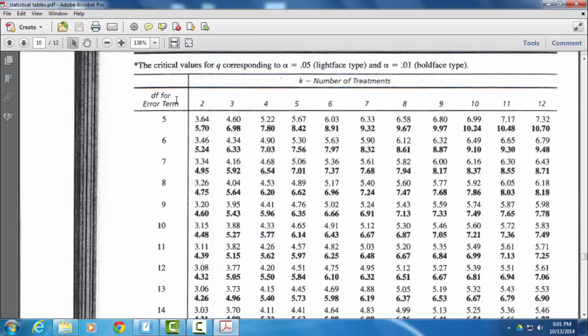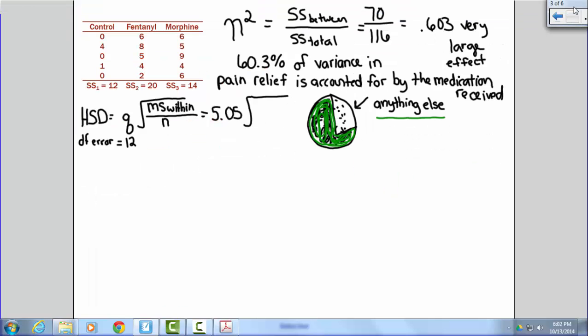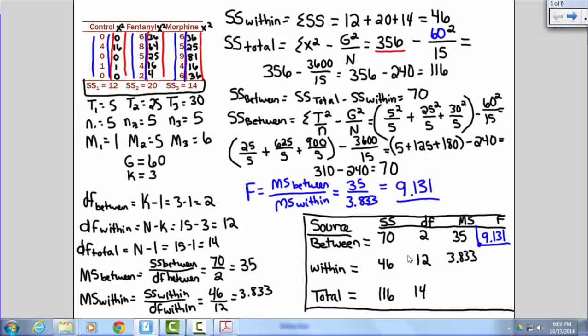And we're looking for degrees of freedom error of 12 with K equals 3 because we had 3 groups. And we're using alpha level 0.01, so we're going to go with the bold value, which lands us right here on 5.05. So Q is equal to 5.05. That's not HSD, that's just Q, 5.05. Now we need to multiply that by the mean squared within, which is equal to, see, source tables are beautiful. Find our value, 3.833.